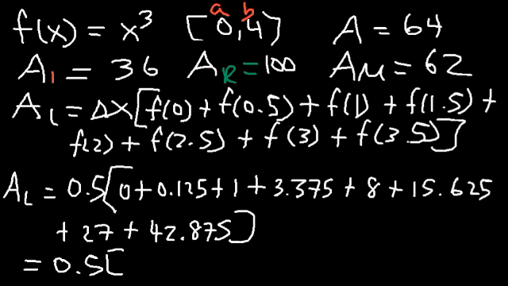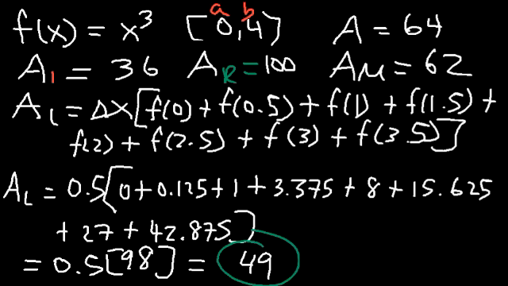You should get 98. So 0.5 times 98 is 49. Notice that this is still an under approximation, but 49 is closer to 64 than 36. So even though it's not very accurate, it's more accurate than the previous answer of 36. As you increase n, the approximation is more accurate. It's going to be better.